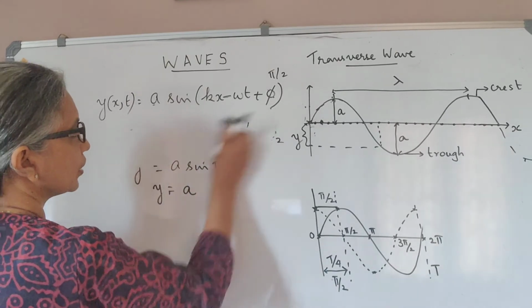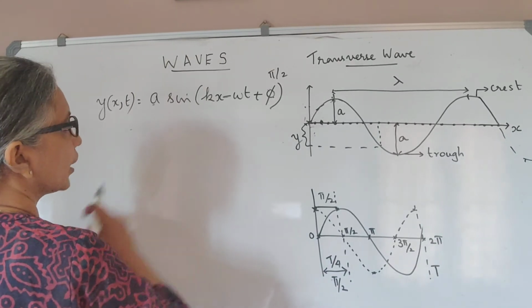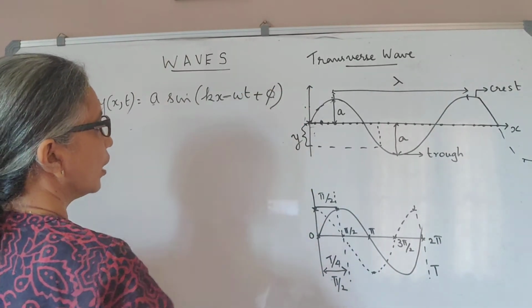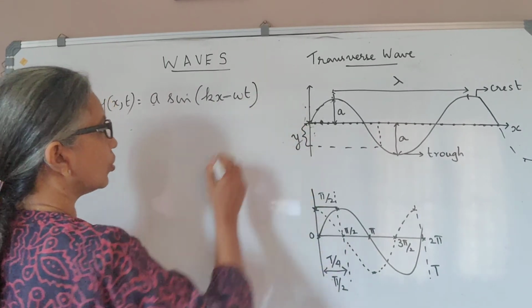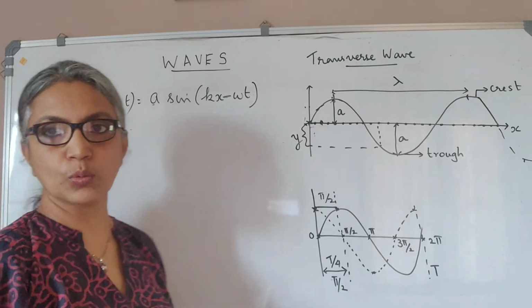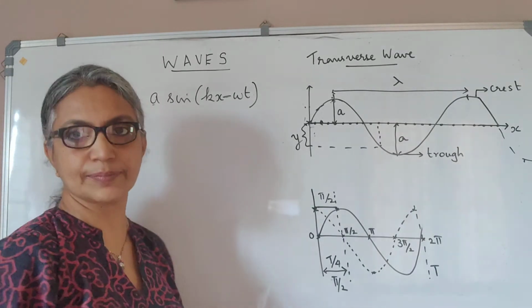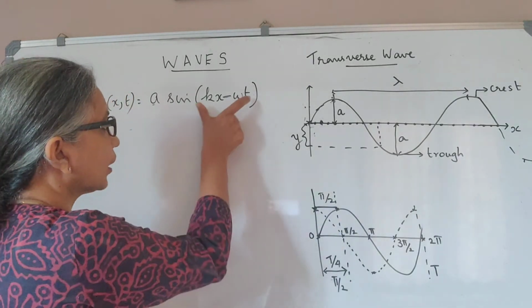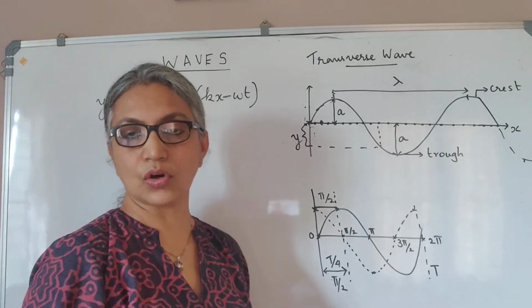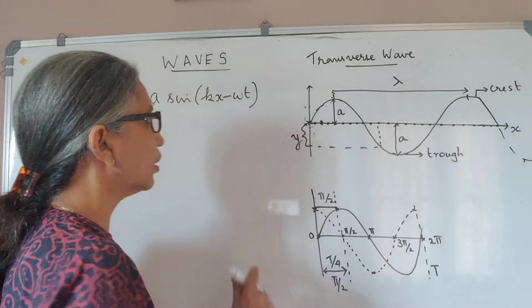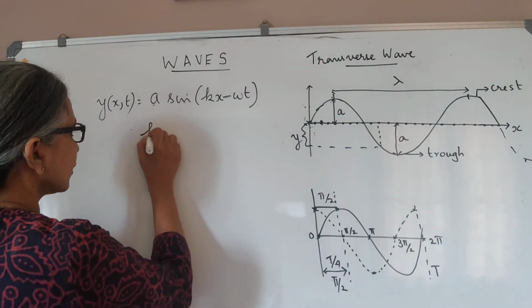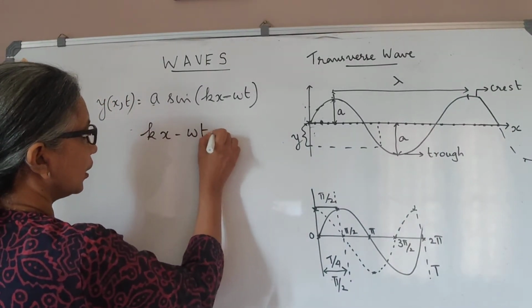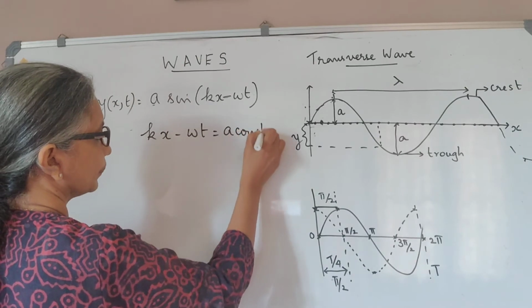Now we need to look at this kx minus omega t. If you are now looking at a wave with a phase constant phi equal to 0, we may simplify the equation to y equal to a sine kx minus omega t, where kx minus omega t is called the phase of the wave. So for a point of constant phase, kx minus omega t equal to a constant.